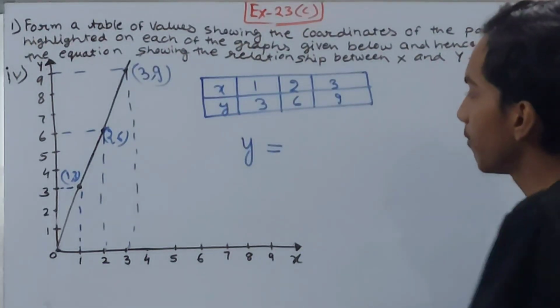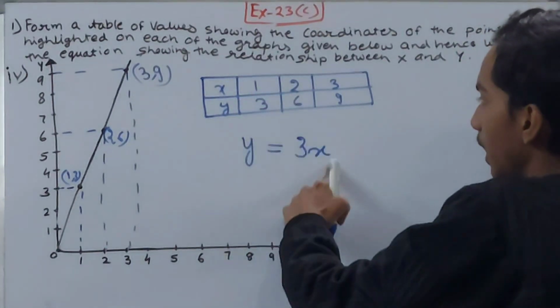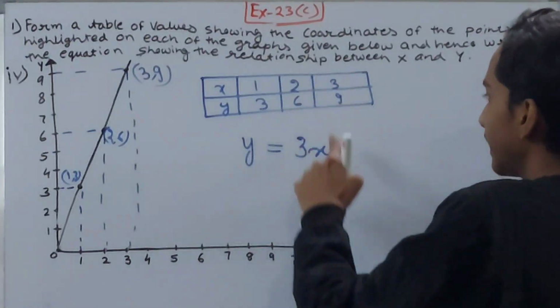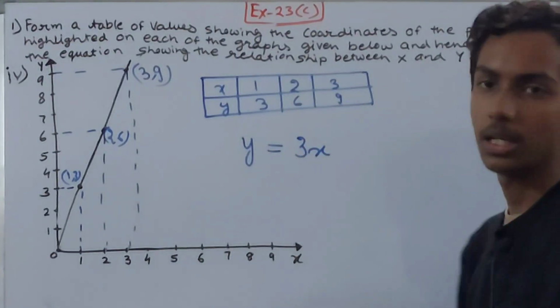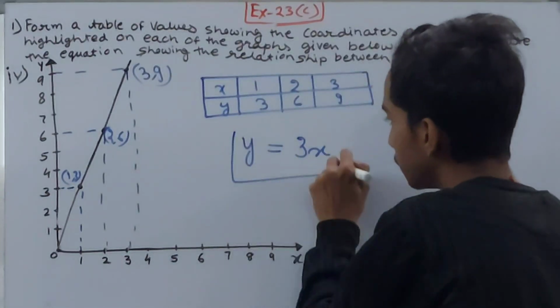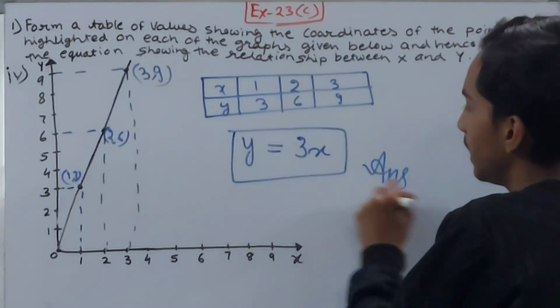So can I write y equals 3x? Is it correct? See yourself. When x is 1, y is 3. When x is 2, 3 into 2, y is 6. When x is 3, y is 3 into 3, 9. So it is correct. That means this is your final equation. That is your final answer, y equals 3x.